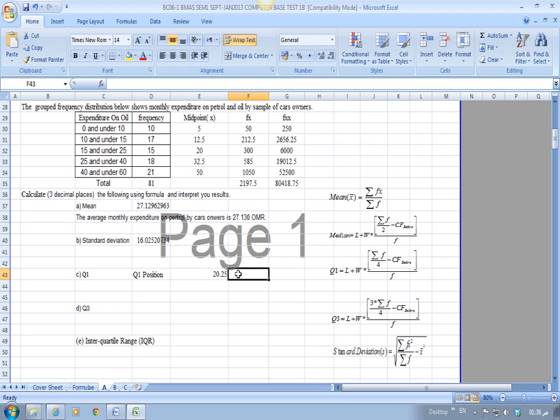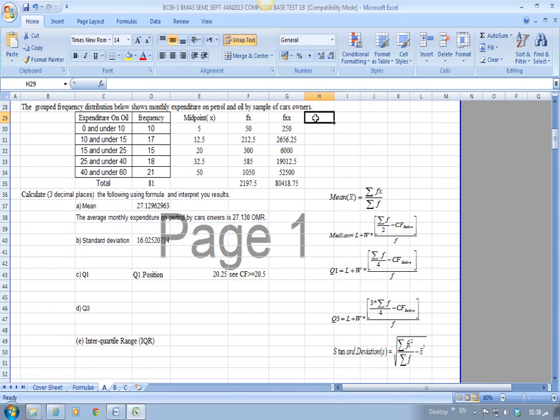Then according to this we say CF greater than or equal to 20.25. But before that we have to calculate CF, because the formula of quartile and median has CF. See here, the formula guides you for the answer. So what you see in the formula is that there is CF, which means we need to calculate the cumulative frequency.